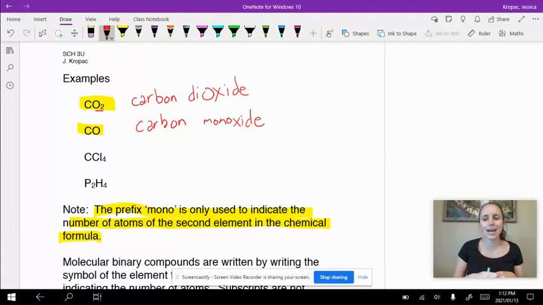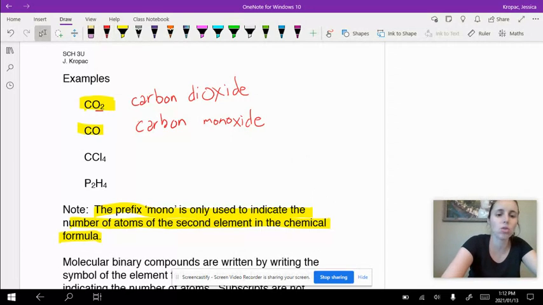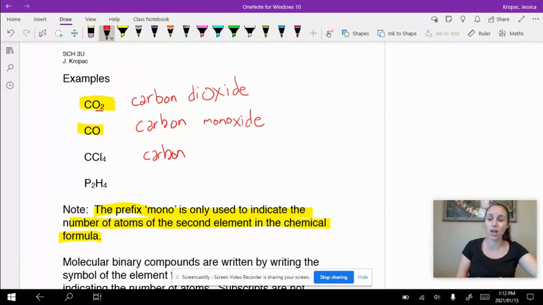So CCl4, we're going to check our periodic table. We are going to make sure that they're both nonmetals. They are. So we're going to go ahead and report what C means. C means carbon. How many C's do I have? I have 1. Well, since it's 1 and it's a first element, I don't have to use the word mono.